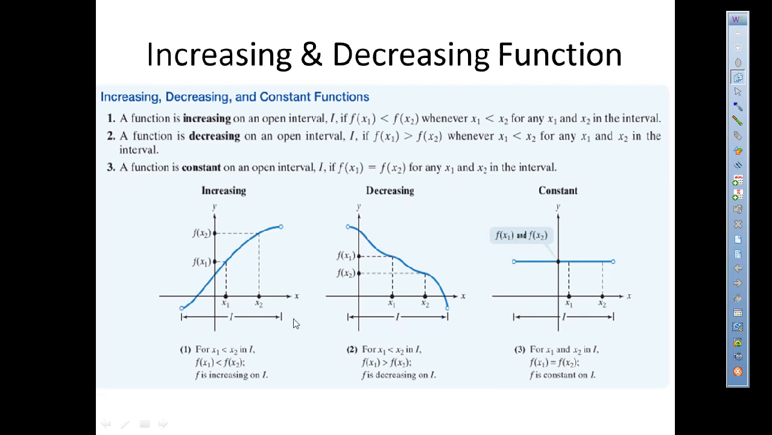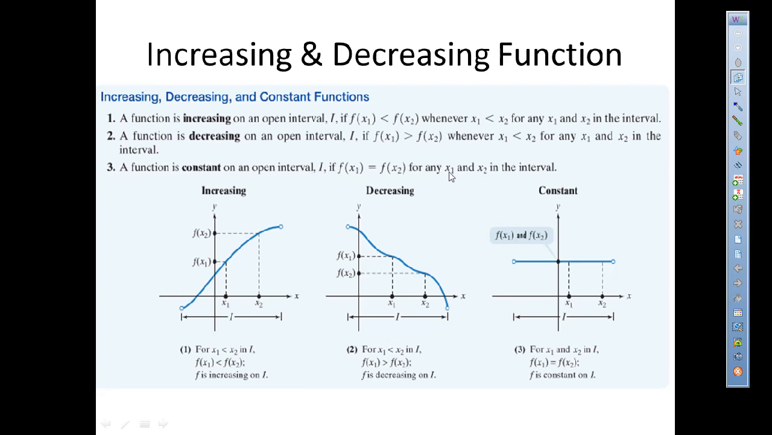And a function is constant on an open interval I if f of x sub 1 equals f of x sub 2 for any x1 and x2 in the interval. I think I finally got it out. And that means for any x1 and x2. If you just have the two endpoints that are equal, that does not mean it's a constant function if the thing goes up and comes back down.